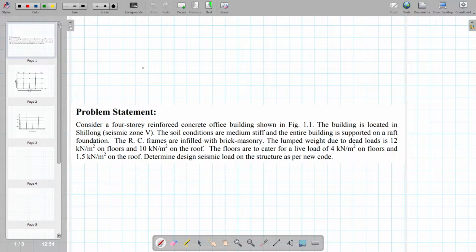In this video, we are going to study the calculation of seismic design force. We are going to calculate the seismic design force by using the equivalent static method.